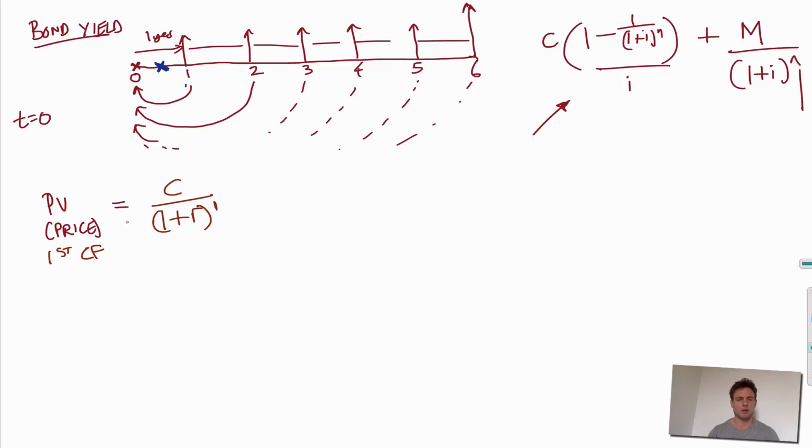And also, the PV of the second cash flow equals the coupon divided by 1 plus R squared, where R is the same as before. R, we're saying, is the yield to maturity.